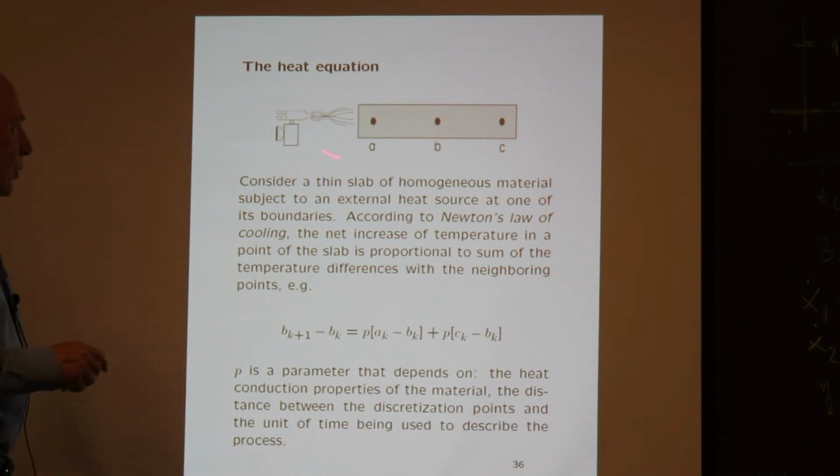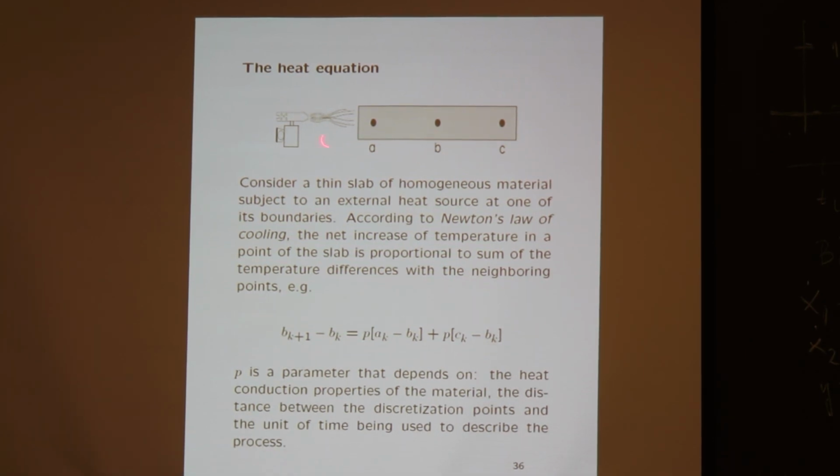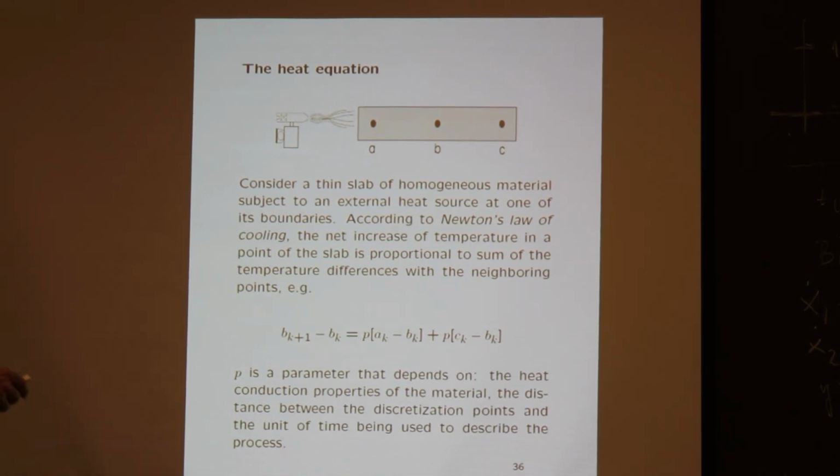So the basic physical law to be used here is called Newton's law of cooling. Newton also produced some work in the area of heating and cooling systems, and his physical law of how the temperature propagates in a slab like that from one point to another has to do with the fact that the temperature in one point is sort of proportional to the sum of the temperature differences in the neighboring points.